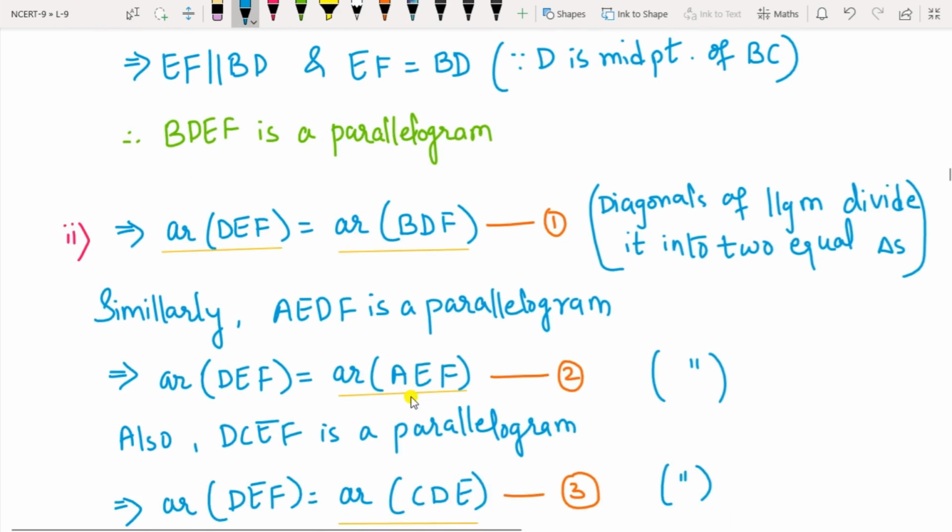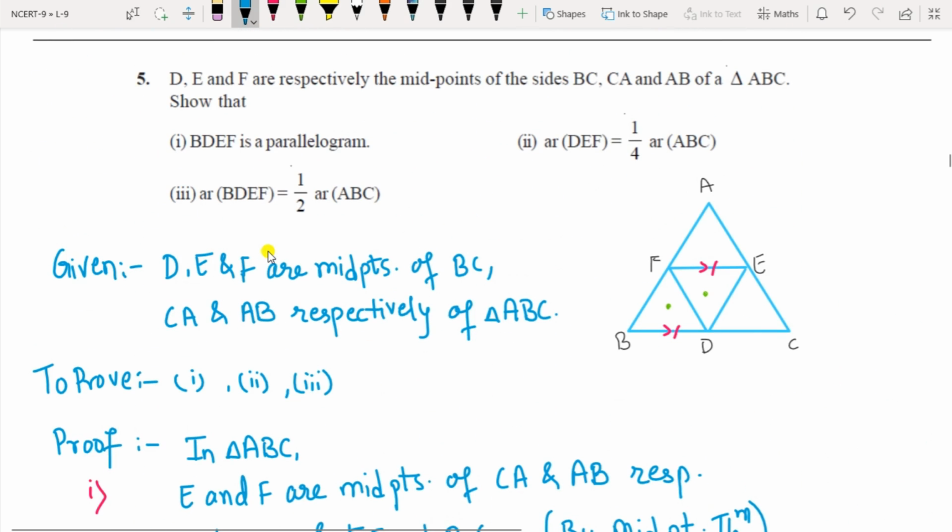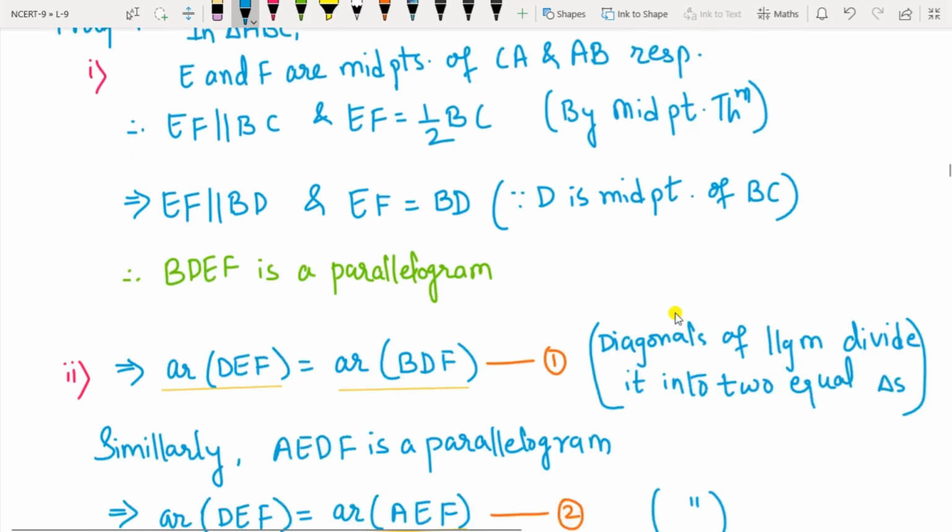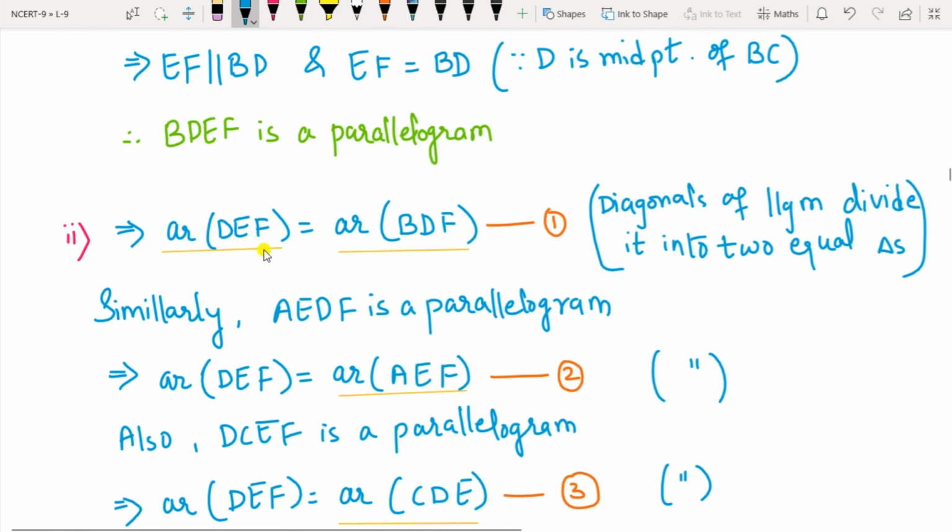Then second point is DEF is equal to BDF. This one DEF is equal to BDF. These two triangles are equal. Since it is a parallelogram and these two triangles lie on the same base DF here, therefore their area is also equal. So area of triangle DEF will be equal to area of triangle BDF, that is equation 1.